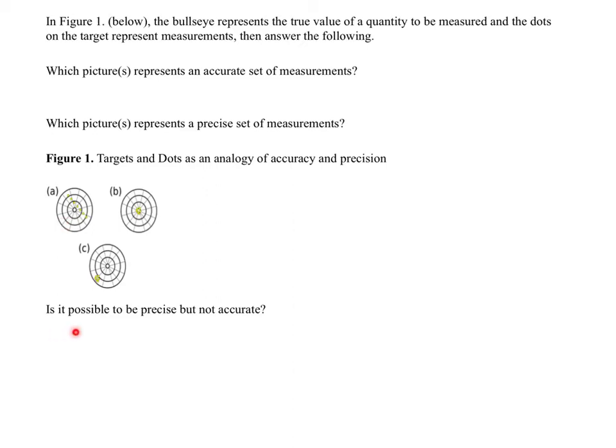So in terms of the question, is it possible to be precise but not accurate? The answer is yes. And if you go back and look at those three diagrams we just talked about, one of them, again, showed it is possible to be precise but not accurate. And for those of you still wondering which one that is, precise but not accurate would be C.